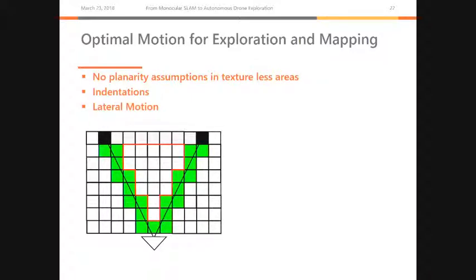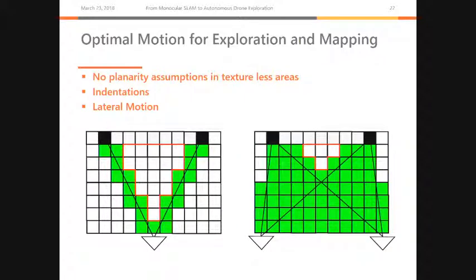So they introduced something called lateral motion. It's something like this. They said if we want to increase our information, we should sweep the environment like this. Based on that, if we do this movement here, we will have the information from all of these voxels. Okay, is it okay?